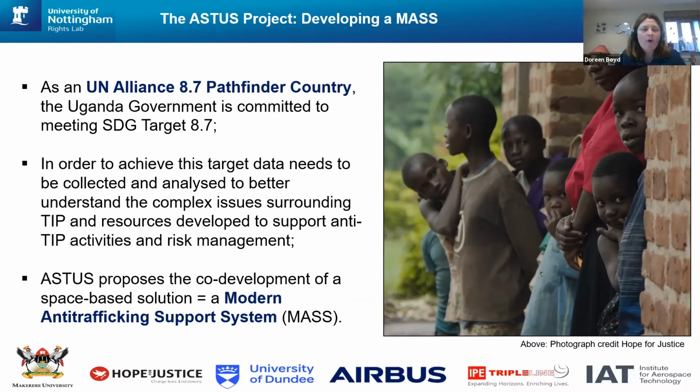So the case in point, we're just coming to the end of a project called the ASTER project, and that's funded by the International Partnership Programme of the UK Space Agency, where we're discovering what would be needed to build what we're calling a modern anti-trafficking support system underpinned by Earth observation. And the focus country there is Uganda.